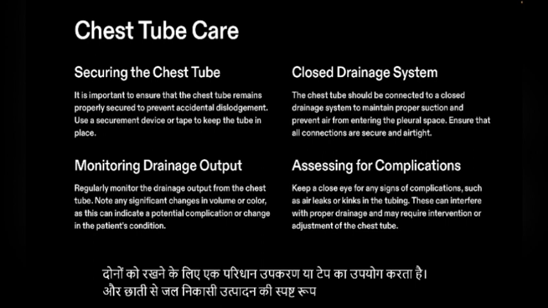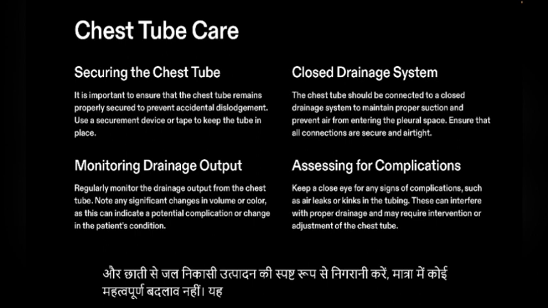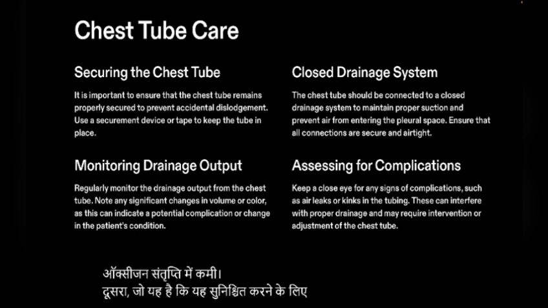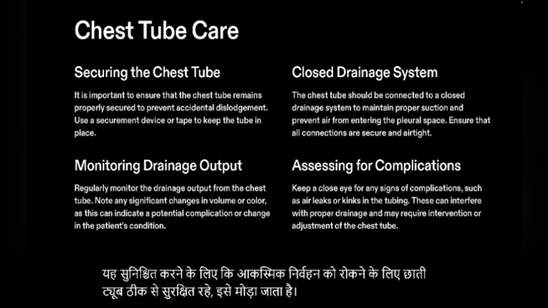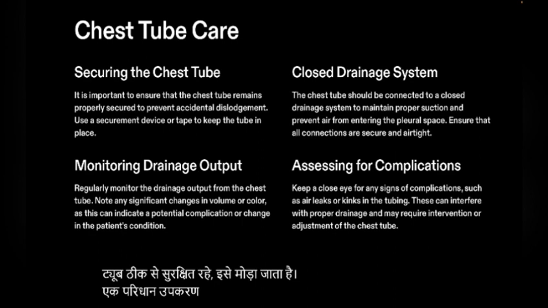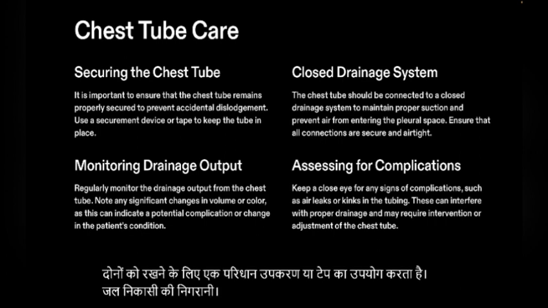prevent air from entering the pleural space. Ensure that all connections are secured and airtight. Assessing for complications. Keep a close eye out for any signs of complications such as air leaks or kinks in the tubing. These can interfere with proper drainage and may require intervention or adjustment of the chest tube.